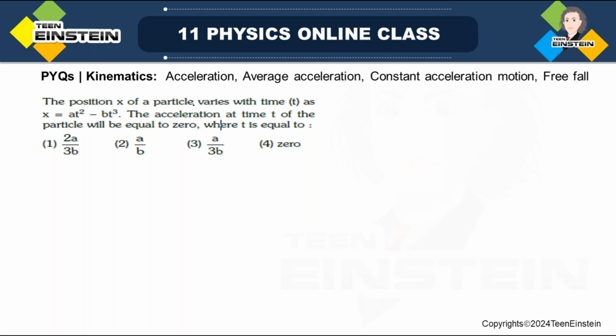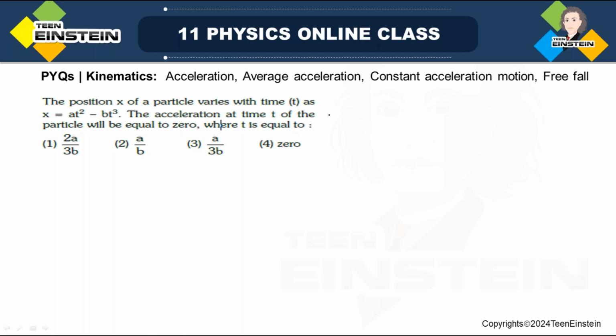The position x of a particle varies with time t as this. The acceleration at time t of the particle will be equal to 0, where t is equal to. That means here you have to find out what is the time when the acceleration is becoming 0. So similar type of question. So I have to take dx dt.